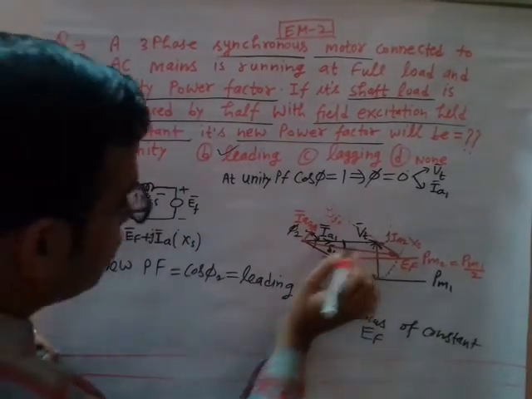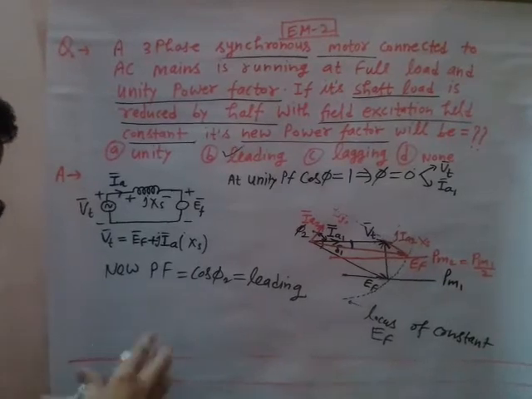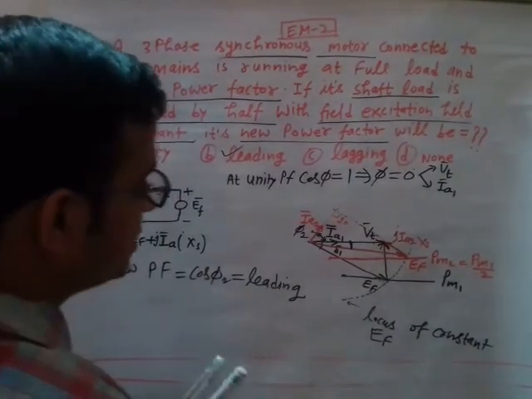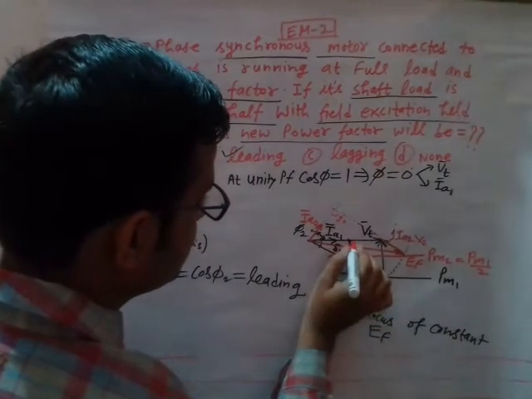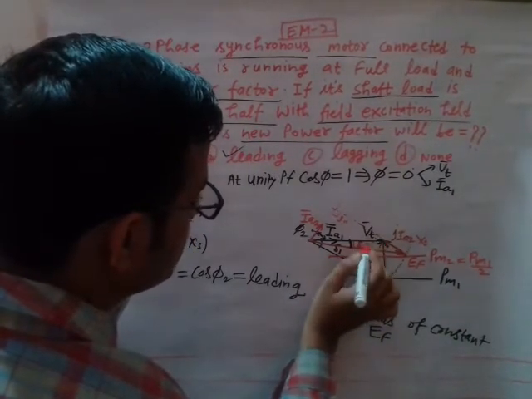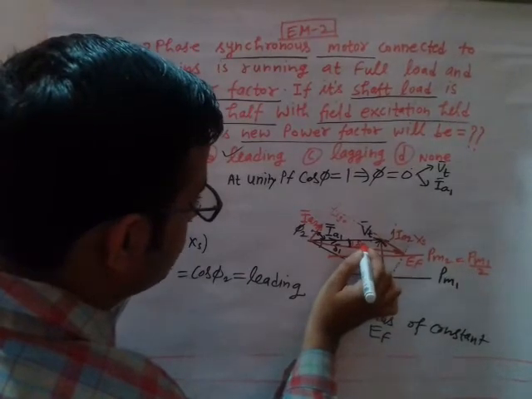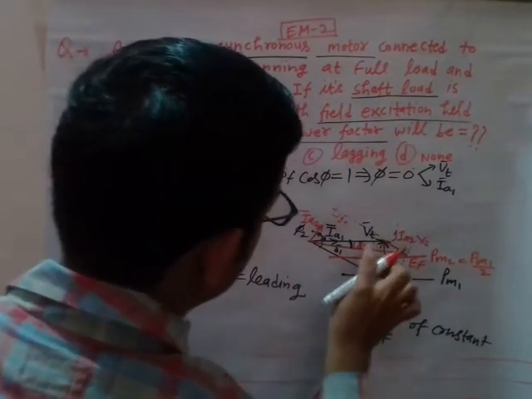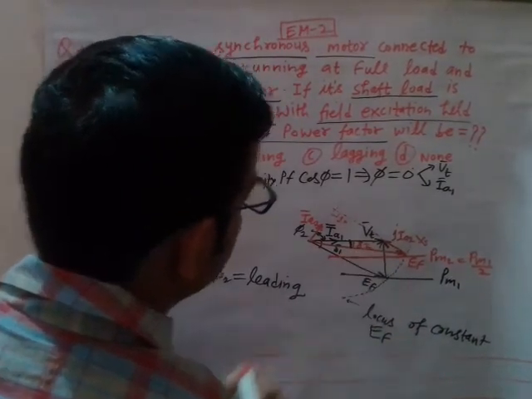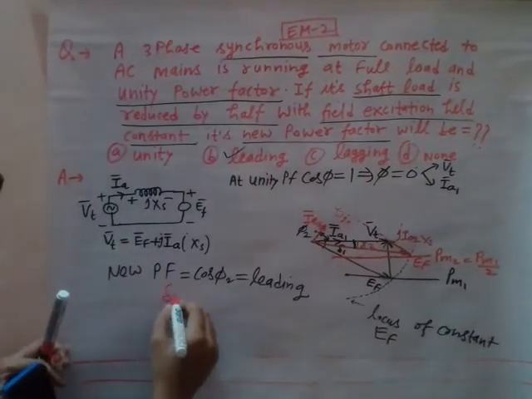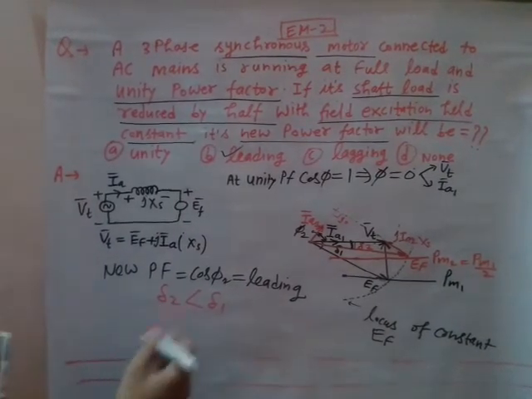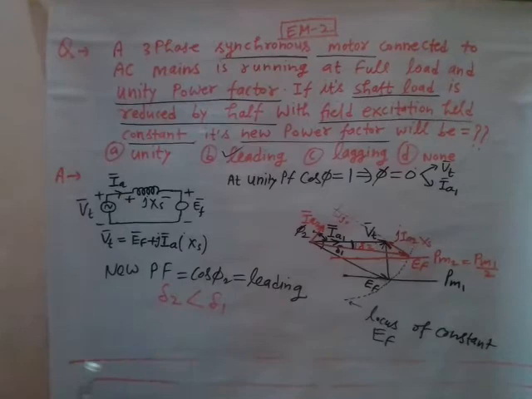Load angle, now tell me, will the new load angle be more than delta 1 or less than delta 1? As you are watching here, this is definitely less. So delta 2, as you are seeing here, this is delta 2, is definitely less than delta 1, because the load has been reduced now. So load angle will also be reduced, right? So delta 2 is less than delta 1.